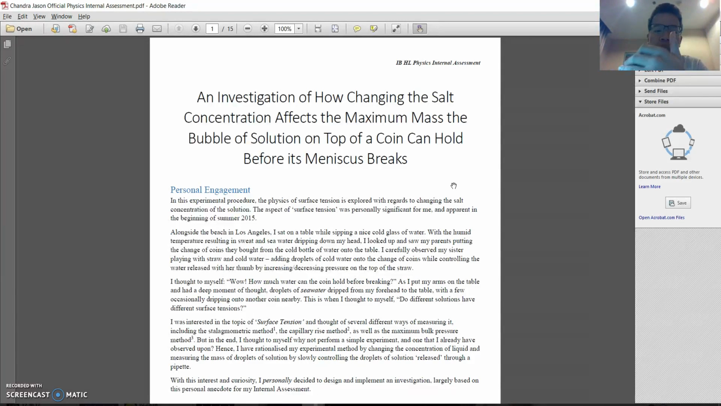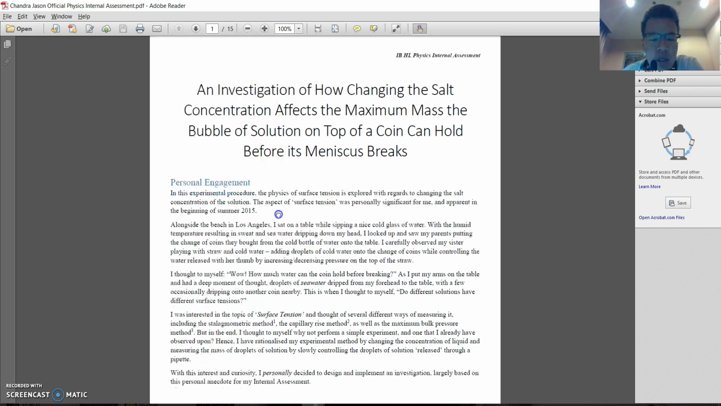So mine was an investigation of how changing the salt concentration affects the maximum mass the bubble of solution on top of a coin can hold before its meniscus breaks. So it might get complicated right here, but it will get easier later on.